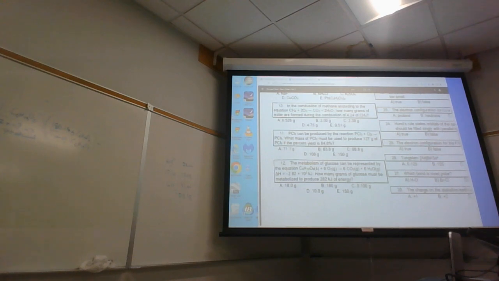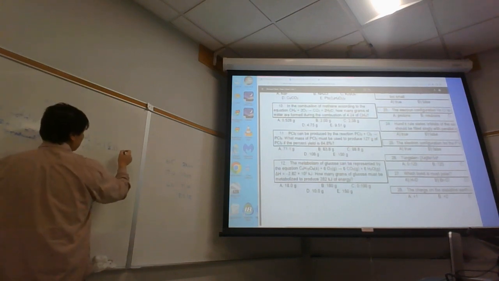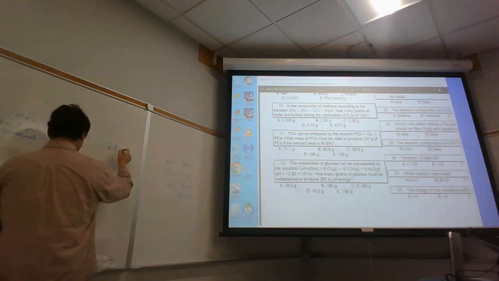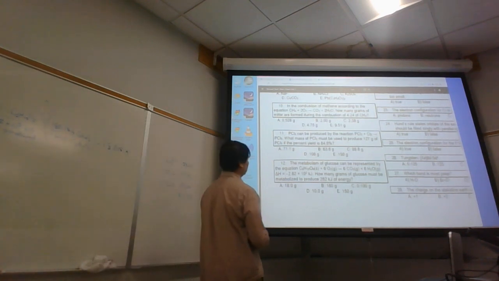And so to do the calculation, 282 divided by 2.82 times 10 to the third gives us 0.1 moles times 180.18. What did you get? 18.0. Yeah, 18.0. And so 18.0 would be correct.